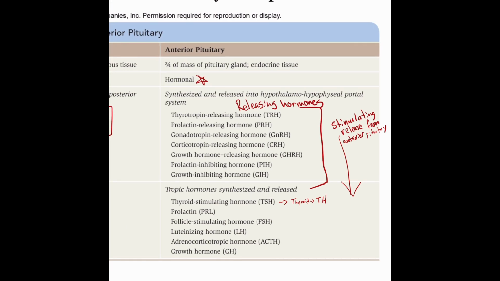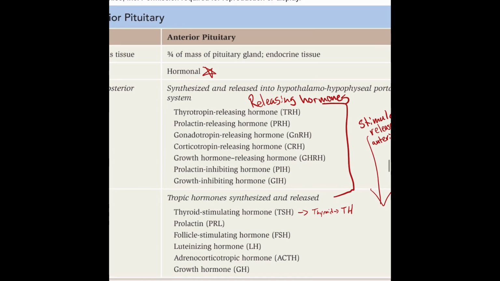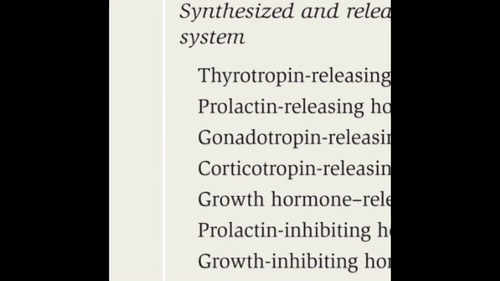Prolactin releasing hormone releases prolactin from the anterior pituitary. Gonadotropin releasing hormone. Gonads is a good word to know. It typically means sex organs or sex cells.